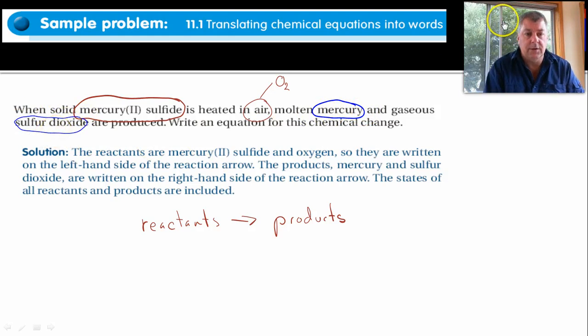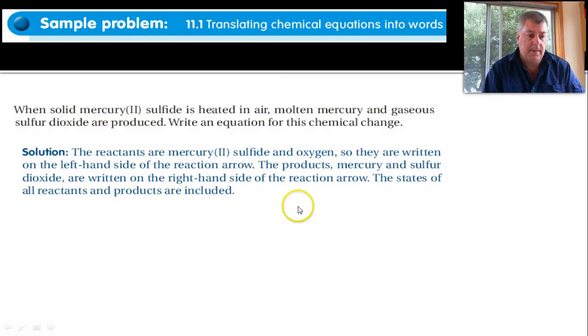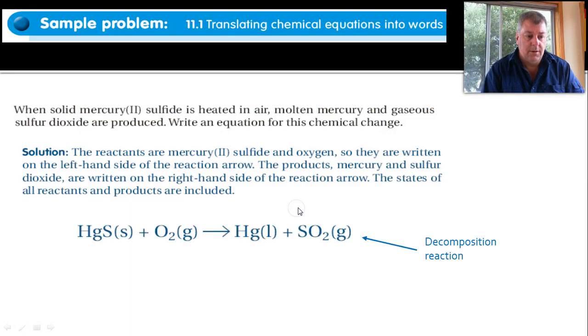Now we also have the states, and the state there is solid. Now air will be, of course, a gas, and molten, that's a liquid, and gaseous, that's a gas. So this word gives us all the stuff we need, and this is what it's saying here. Let's put it all together. Bit confusing, but that's what we end up with. And this is an example of a decomposition reaction.